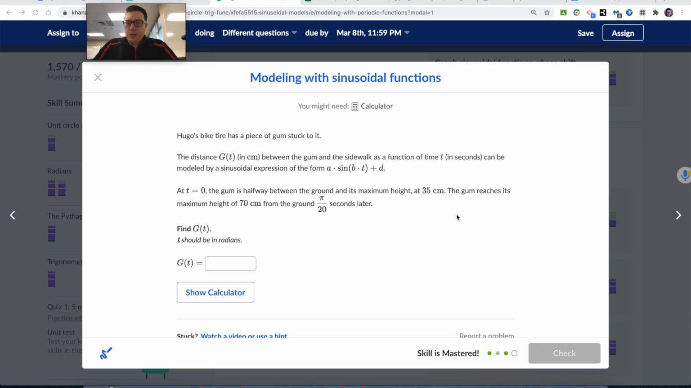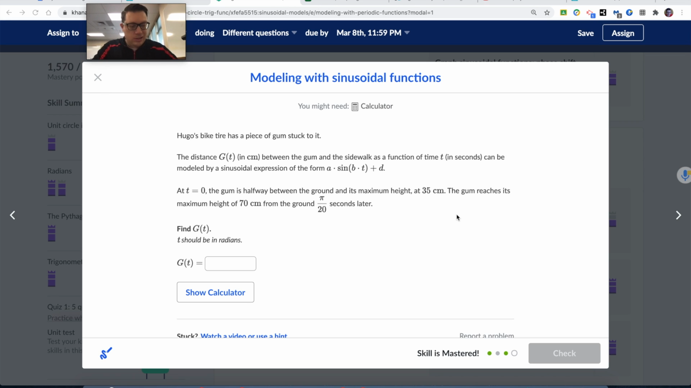Sinusoidal functions. And we want to talk about the varying components that we can control in order to represent a contextual scenario. Ugo's bike tire has a piece of gum stuck to it. The distance, capital G of t, in centimeters between the gum and the sidewalk as a function of time t in seconds can be modeled by a sinusoidal expression of the form A times sine of B times t plus d. At time t equals 0, the gum is halfway between the ground and its maximum height at 35 centimeters.